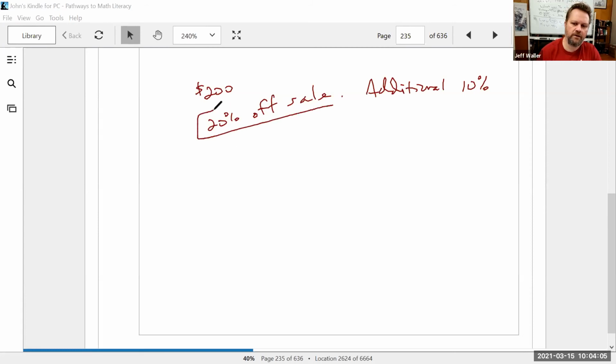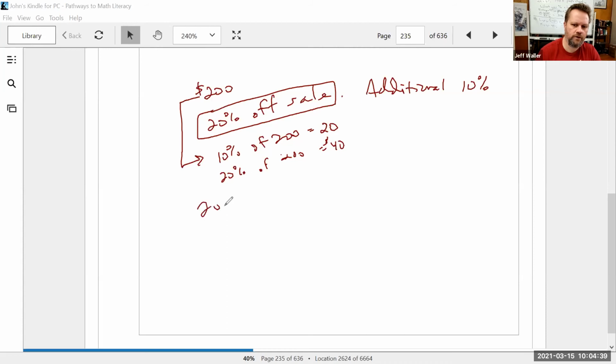So after the 20% off sale, how much will it cost? How would I figure that out? 160. How'd you get that? I cut off the 10% from 200. It's $20. Then 20% would have to be $40. So 200 minus 40 is 160. I love it. That's awesome.